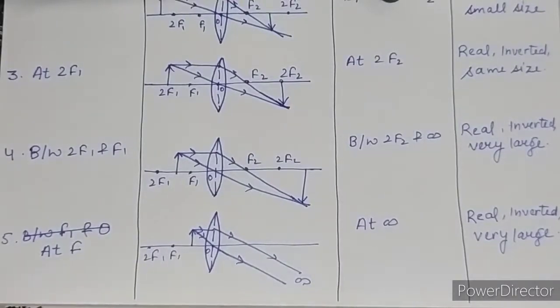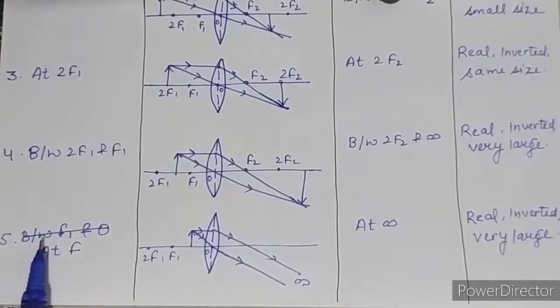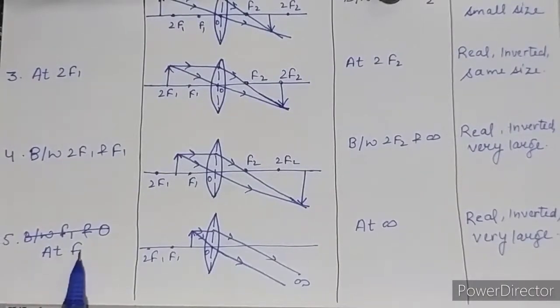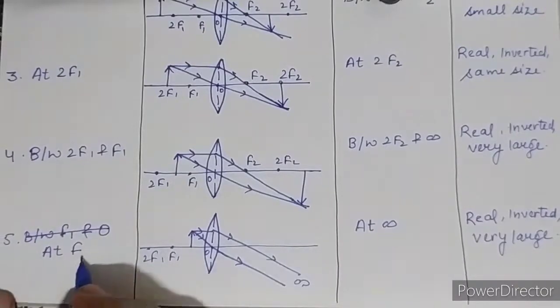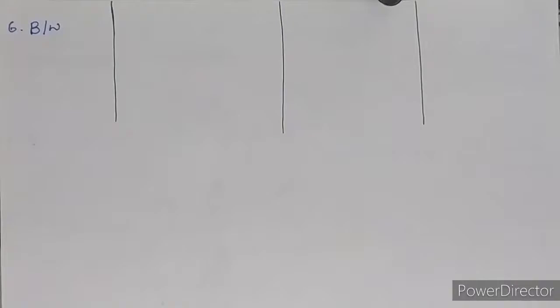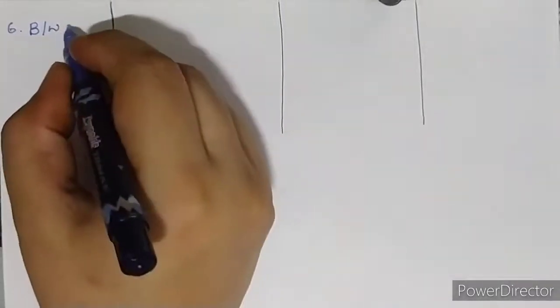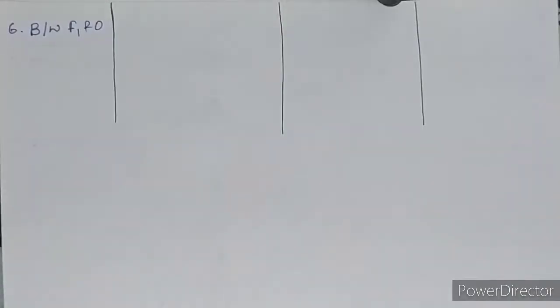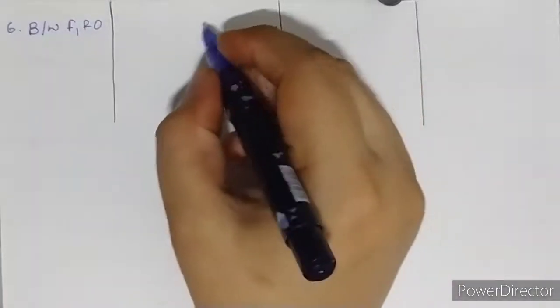The first condition's opposite condition is this. Now, between f1 and the optical center is the sixth condition. I just became confused in this. So when the object is at focus, then the image is formed at infinity. Now moving toward the sixth one, where the object is in between focus and optical center. This one is the sixth condition.